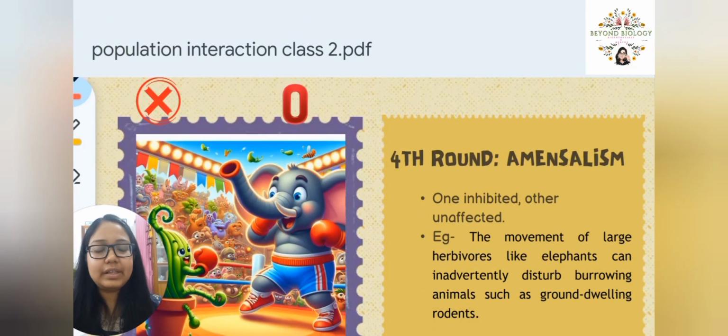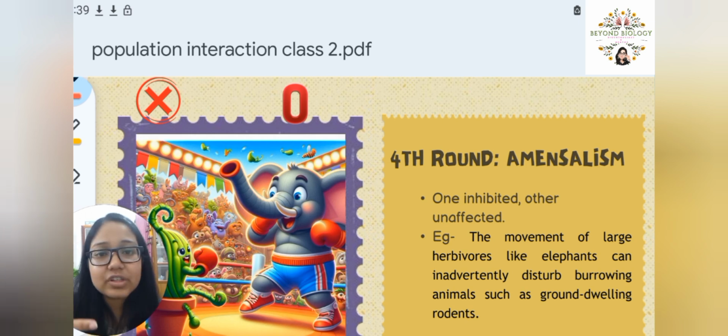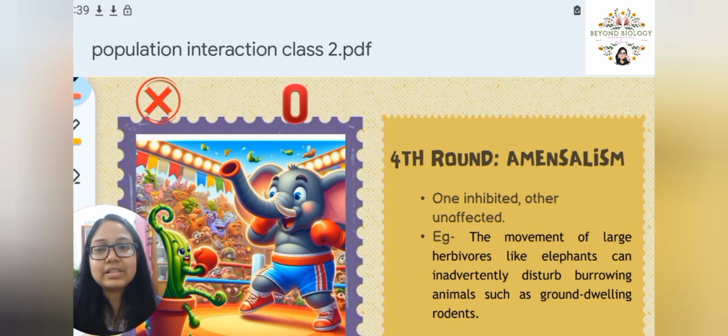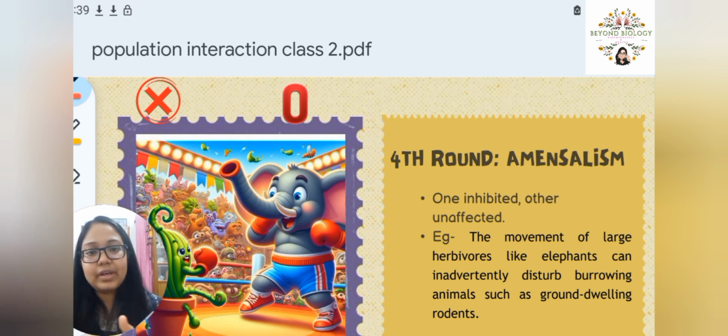The fourth one here is commensalism. So we have done parasitism, we have done predation, we have done competition. Next is commensalism. Commensalism is where one individual gets affected, and the other is not affected, or not involved in any way. They just affect the other individual in a way.